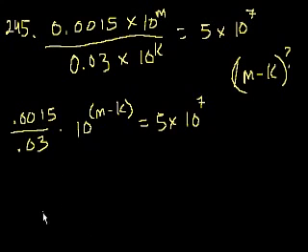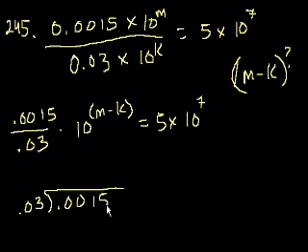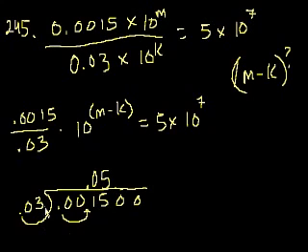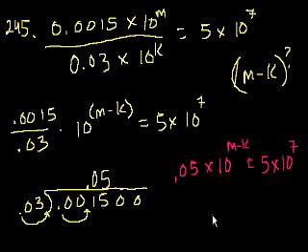Let's see if we were to just divide it. So if we just say 0.03 instead of multiplying by 10 and going into 0.0015, let's add some zeros. Okay. If we take this decimal 2 to the right, we're going to take this decimal 2 to the right. So then we get 3 goes into 1 0 times, 3 goes into 15 5 times. So we get 0.05. So this whole thing simplifies to, and I'll write it in magenta, 0.05 times 10 to the m minus k is equal to 5 times 10 to the 7th.